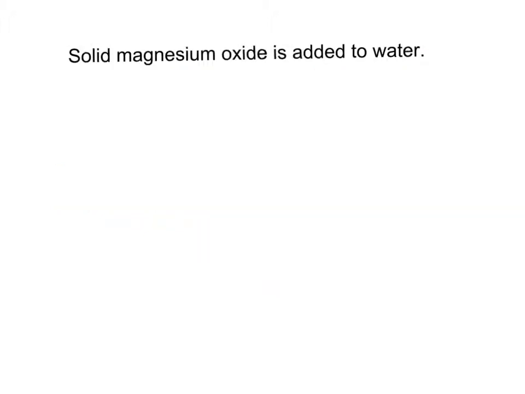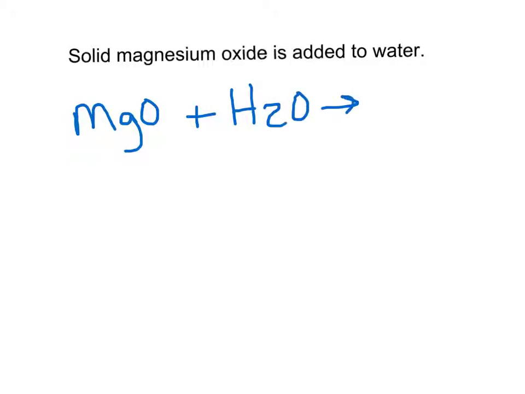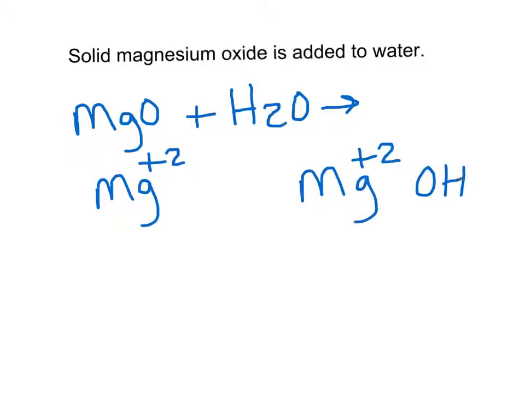In the next example, solid magnesium oxide, MgO, is added to water. So in this case, your metal ion is Mg+2. So for your product, you'll put Mg+2 with hydroxide to make the base. And so you'll want 2 hydroxides to cancel the charges. And then if you needed to, you would go back and balance. This one happens to balance on its own.